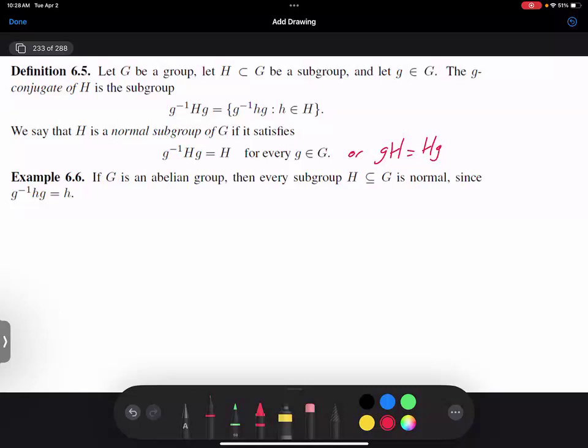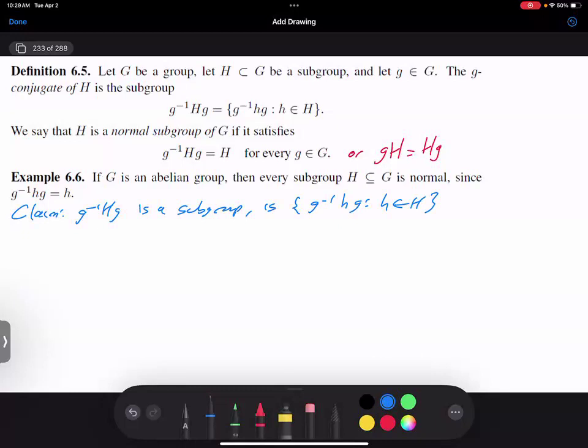Okay, so the first thing is to show that g inverse hg is actually a subgroup. So how would you show that g inverse hg is a subgroup? What do we have to do? So remember, this is the set of all things g inverse hg, where little h is in big H. How would we show that this is a subgroup? What would we do?